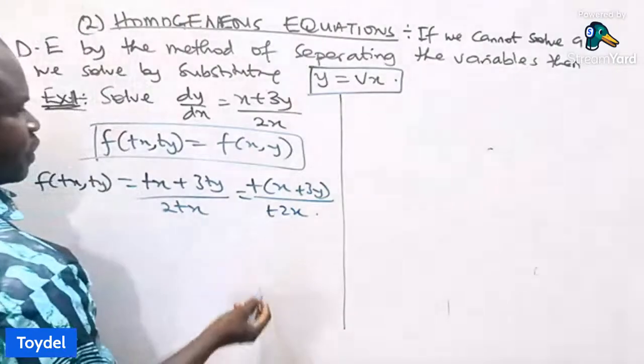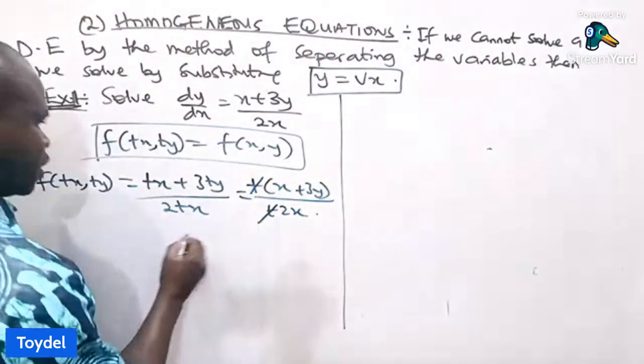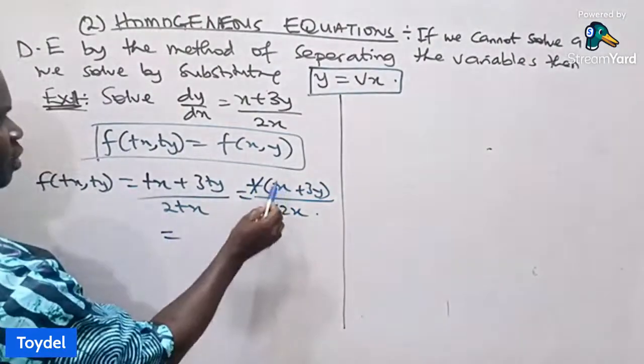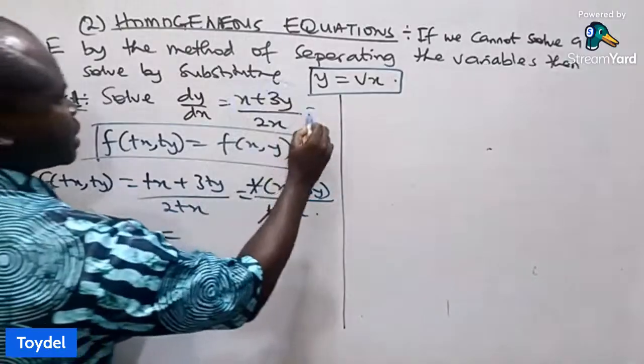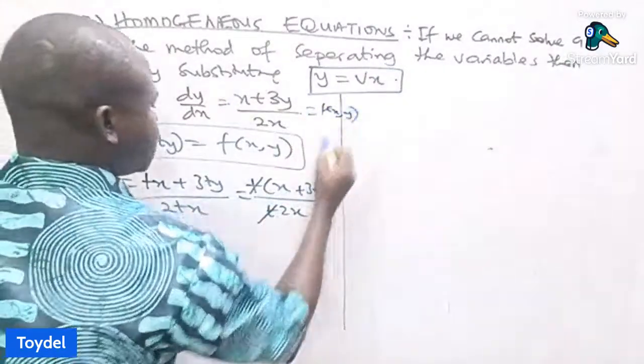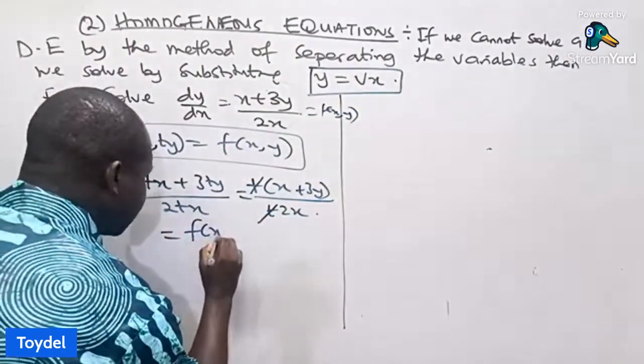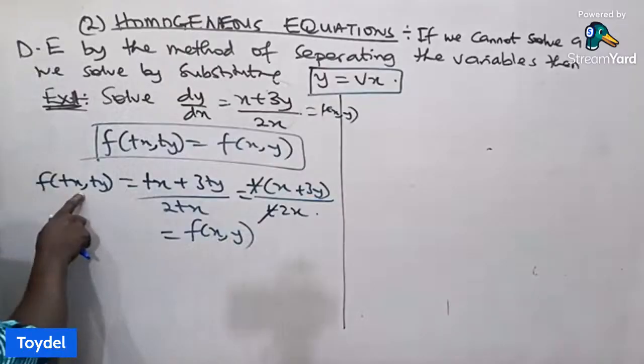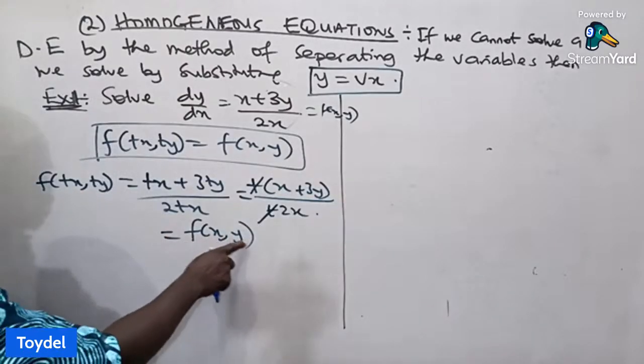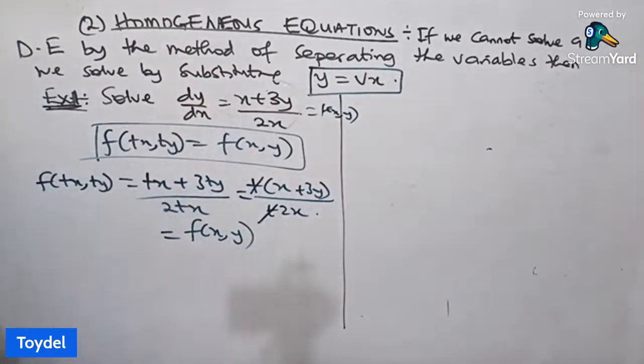It's just a matter of rearrangement. If t cancels t, what do we have left? Is it not the same thing as what we have here, which is the same thing as f of x, y? So we have been able to show that f of tx, ty is the same thing as f of x, y. So it shows that this equation that we are given is homogeneous.